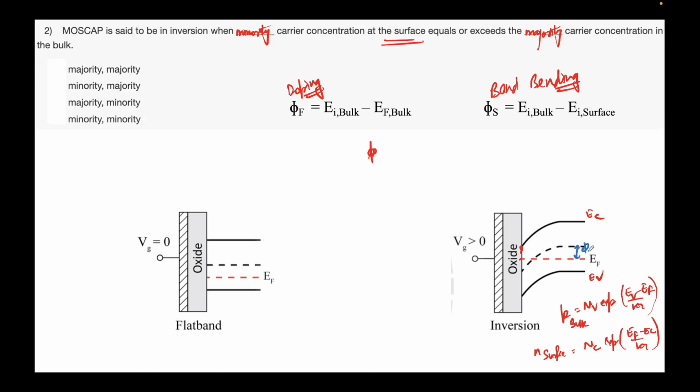This is phi F, okay, EI minus EF, right? And this entity is phi S, because this is the amount of band bending EI has seen, right? So formally, strong inversion is a term that we use. We say strong inversion when phi S equals 2 phi F. This is the formal definition of the band bending.